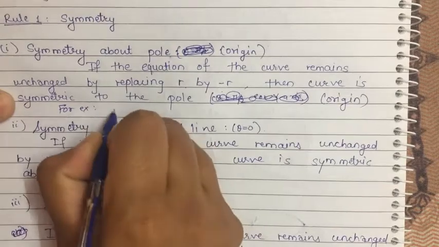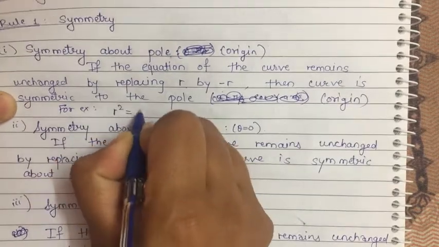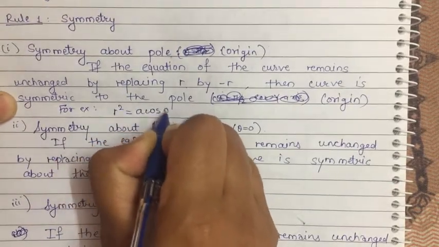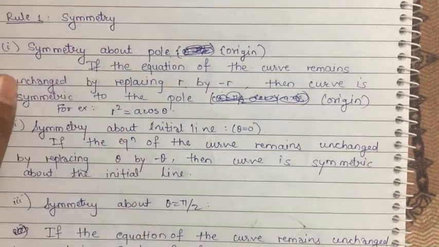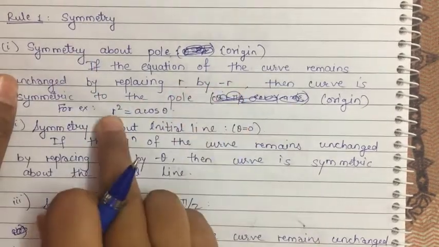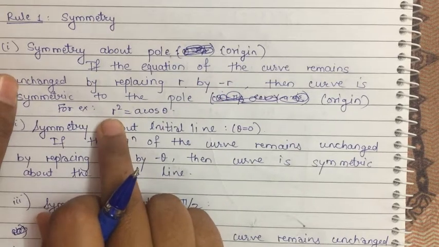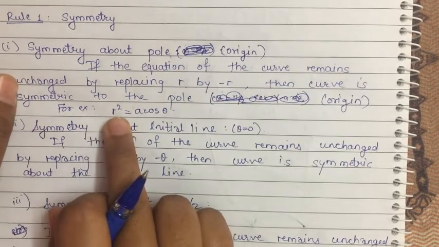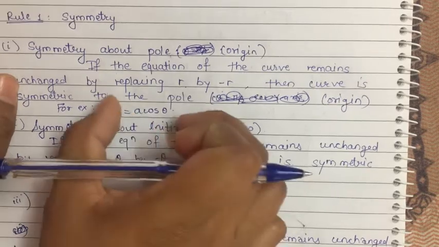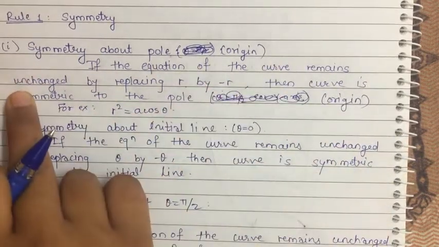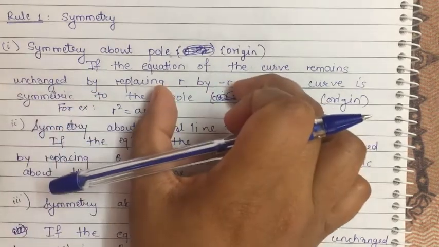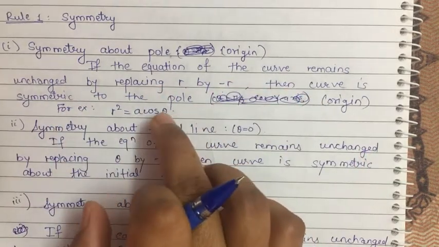So for example here, we can say r square is equal to a cos 2 theta. See here, in the first symmetry about pole, if we replace r by minus r here, again you will get minus r whole square, which is again r square. So for this equation, if we replace r by minus r, then the curve remains unchanged. Therefore this curve is symmetric about the pole.